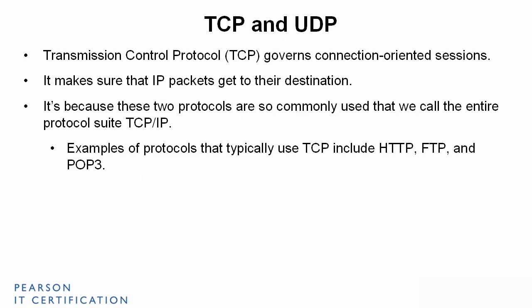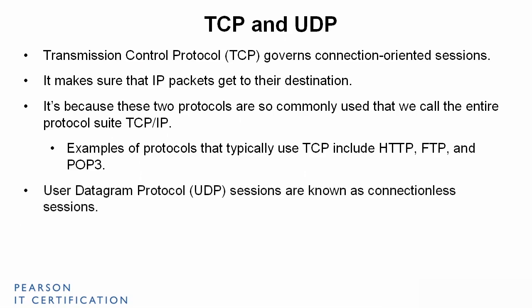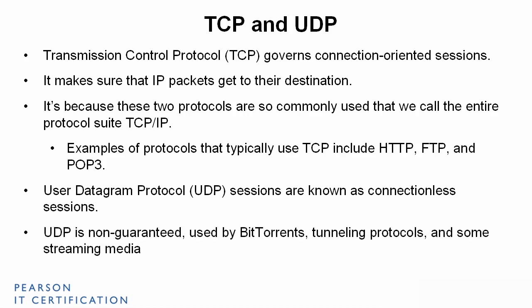So that's the TCP. Now you also have UDP. That's User Datagram Protocol. And the User Datagram Protocol, or UDP, sessions are known as connectionless sessions. These are non-guaranteed sessions when you don't need every packet to be accepted by the receiving computer. You can miss some packets. And so UDP is non-guaranteed, used by BitTorrents. If you ever download a BitTorrent, that means you're downloading a file using multiple ports at the same time. It might also be used by tunneling protocols and also by some streaming media for video and music.